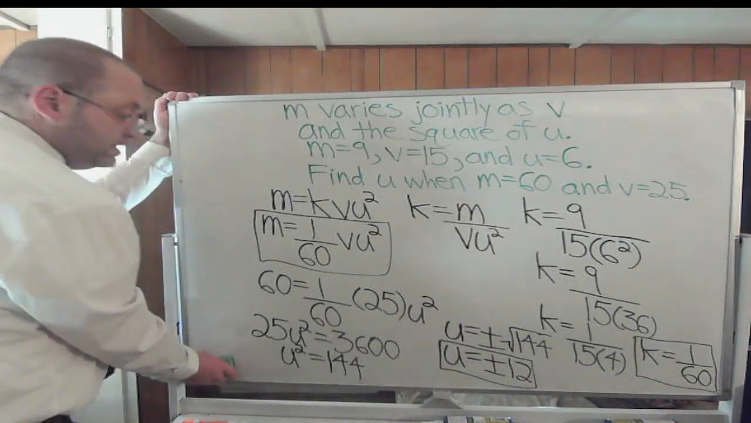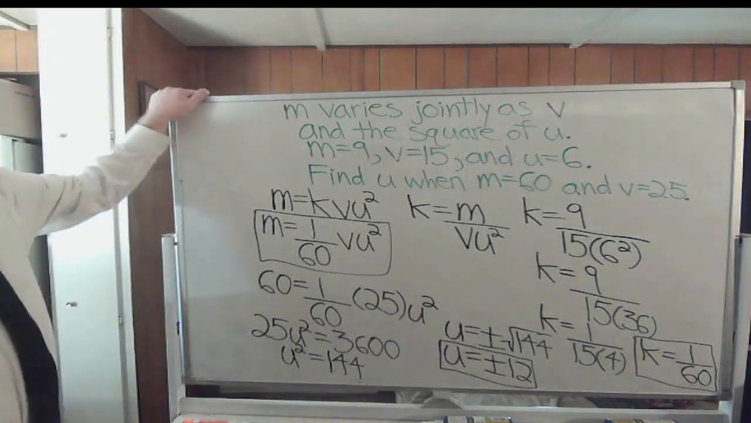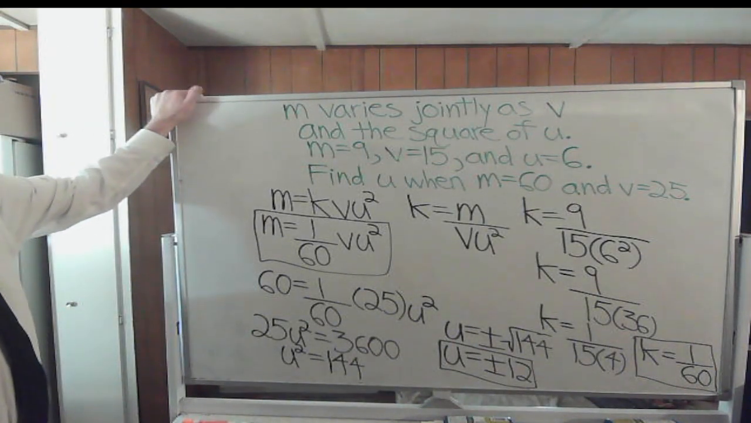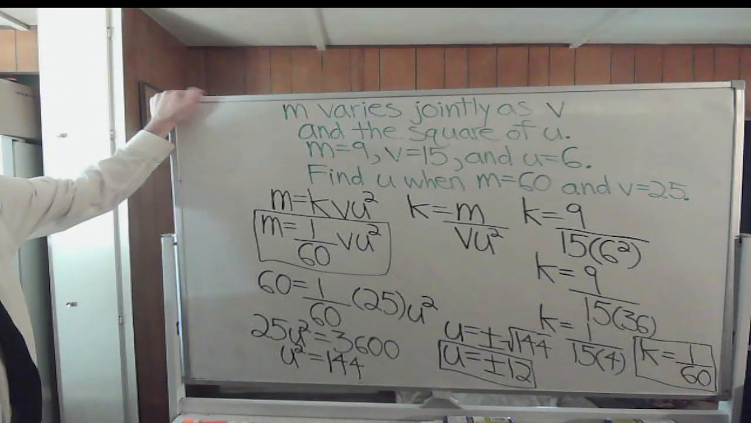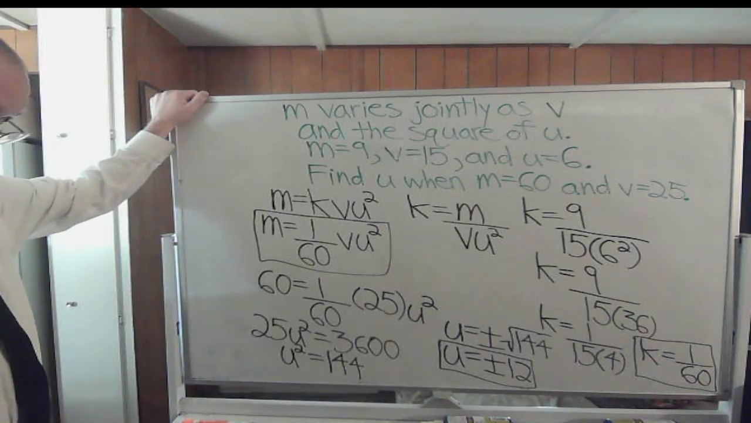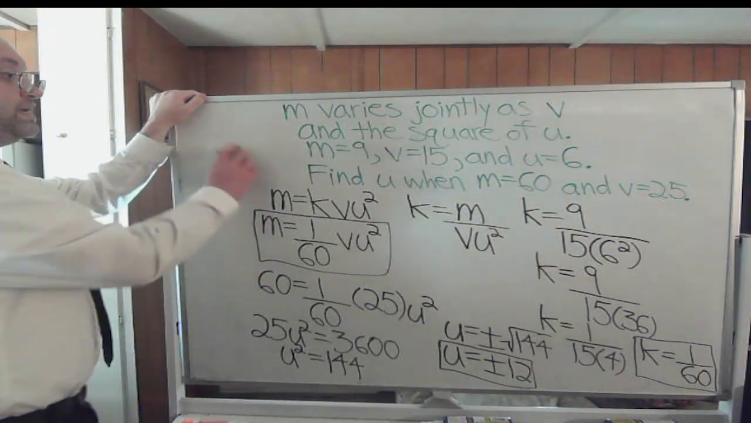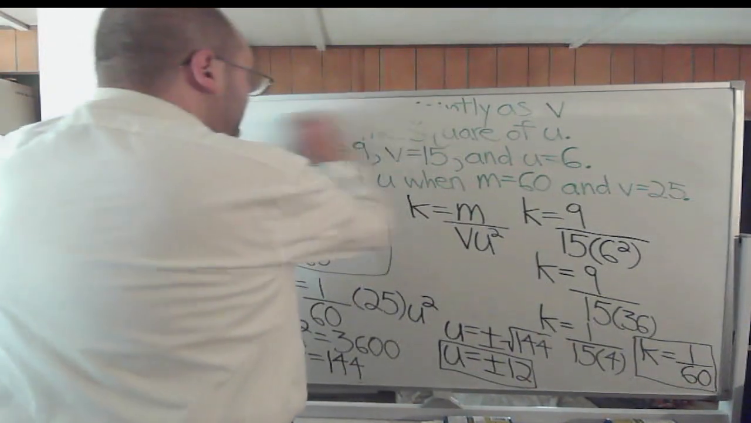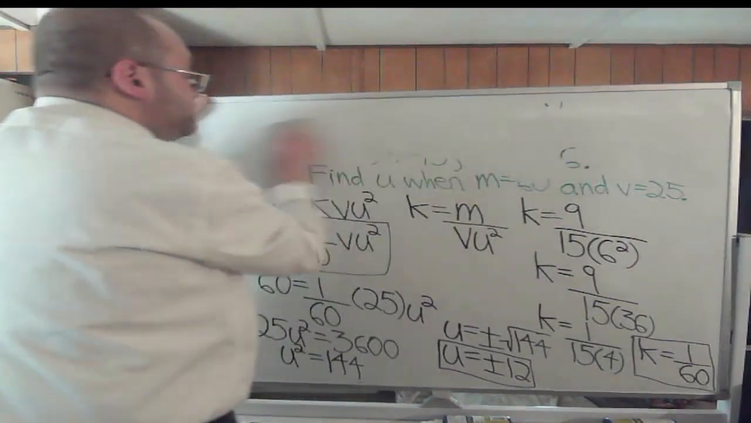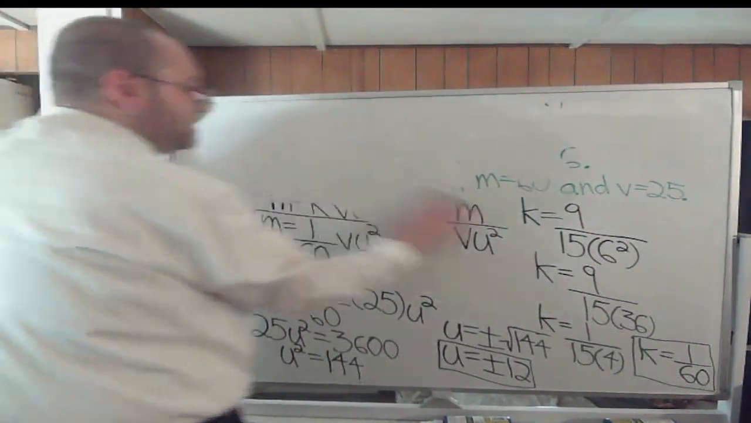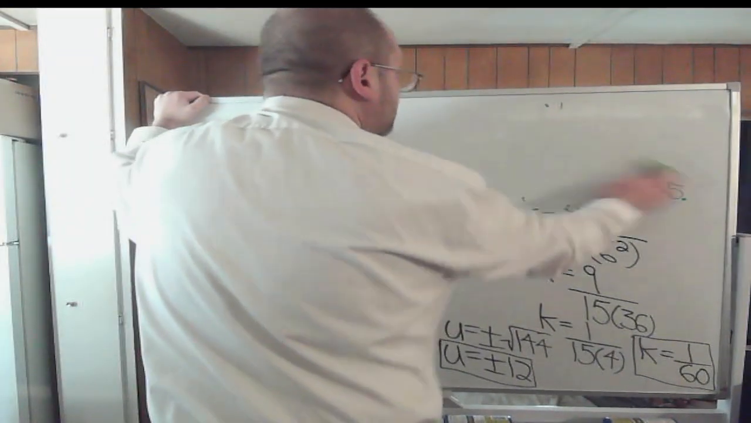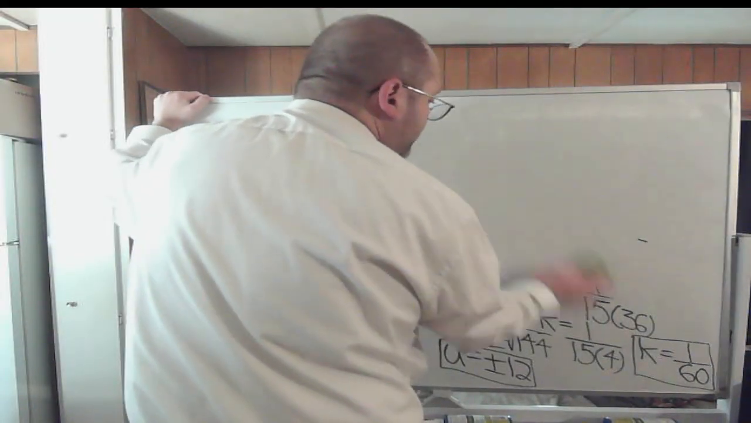So it's kind of like what we did yesterday with some quadratic direct variation. Not really any different, just there's more variables, more numbers to plug in. It's really no different. So that's it for the joint variation. Now let's talk about combined variation. We will discuss combined variation.